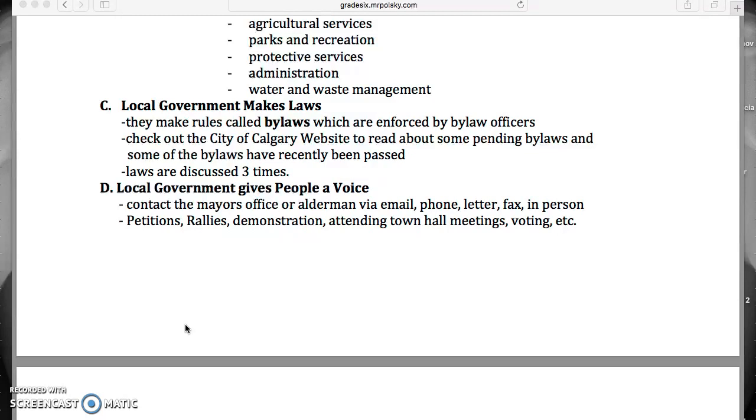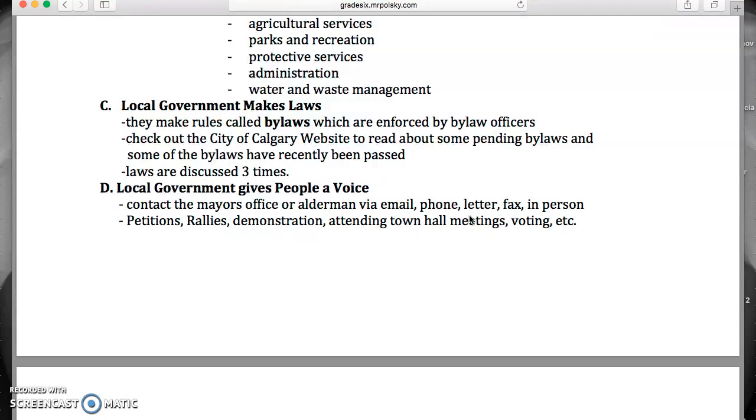We can start petitions, so that's where you get people. I think a lot of you know what that was because I'm pretty sure you did one last year in your class, but you got people to sign something showing that they support whatever motion is being started. Rallies, demonstrations, you can attend town hall meetings or city council meetings. Anyone is allowed to attend our city council meetings.